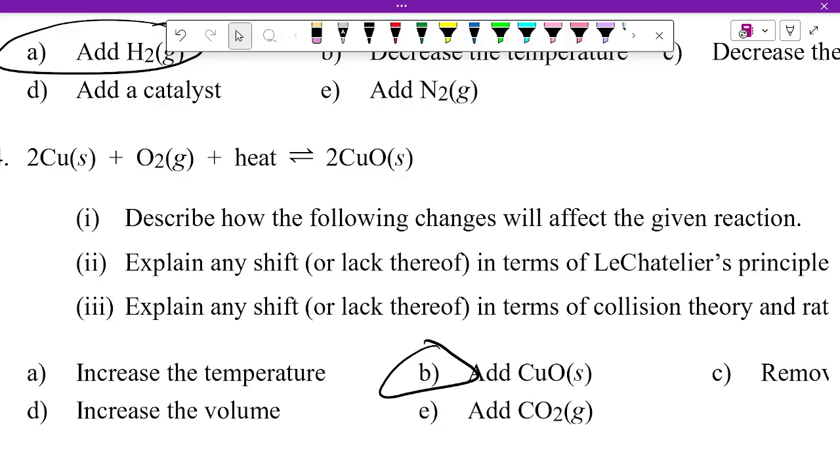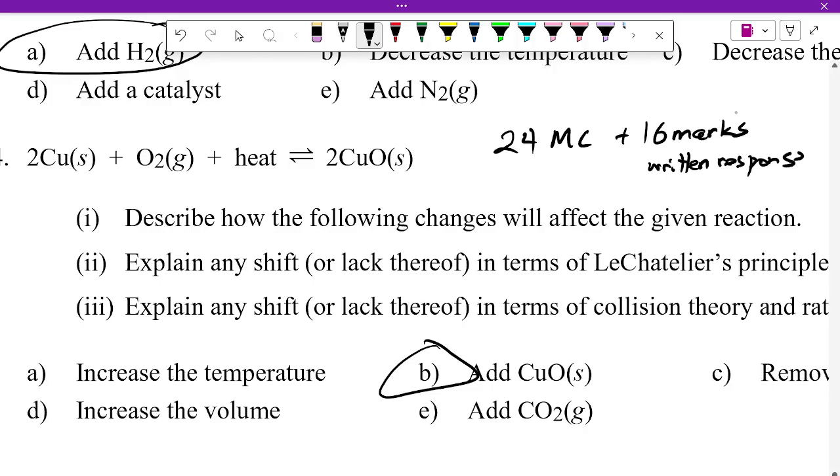Anything else? Test format: 24 multiple choice plus 16 marks in the written response. So it's going to be out of 40.